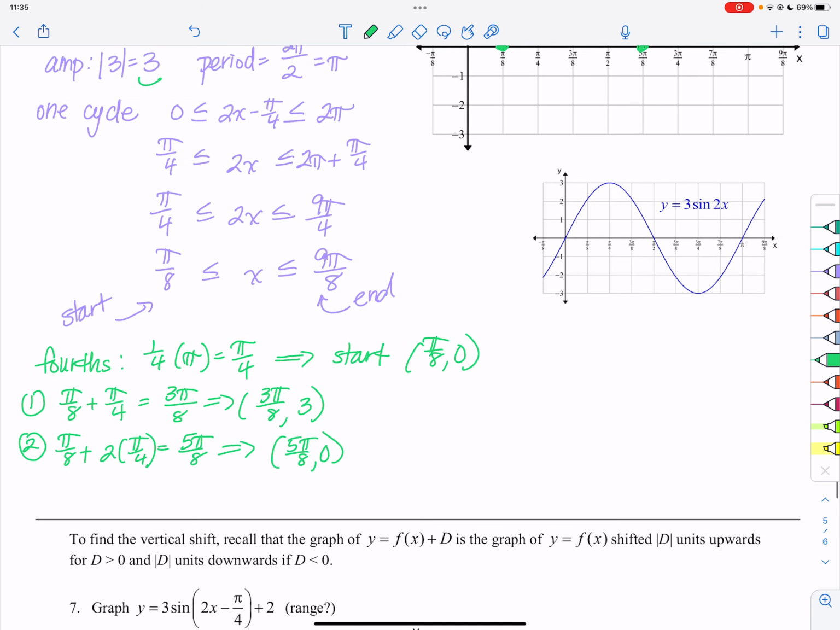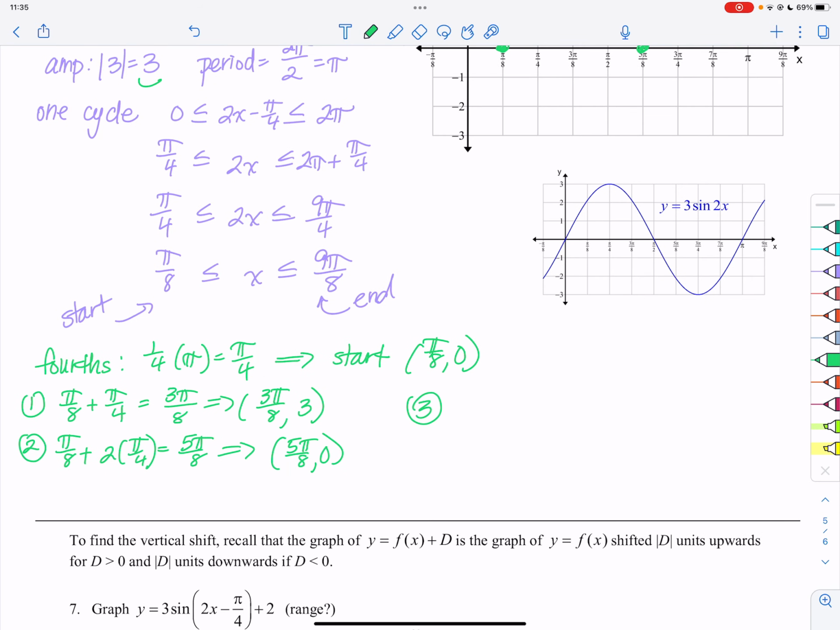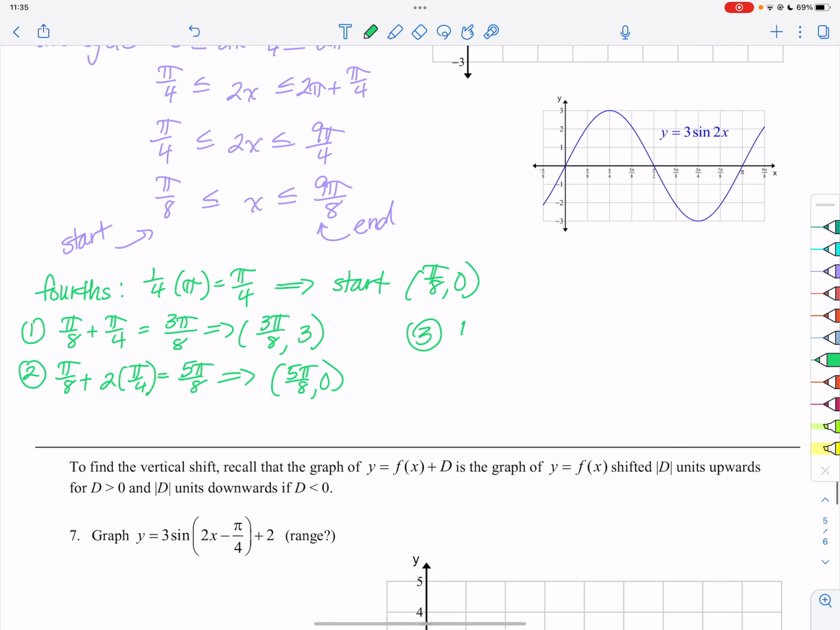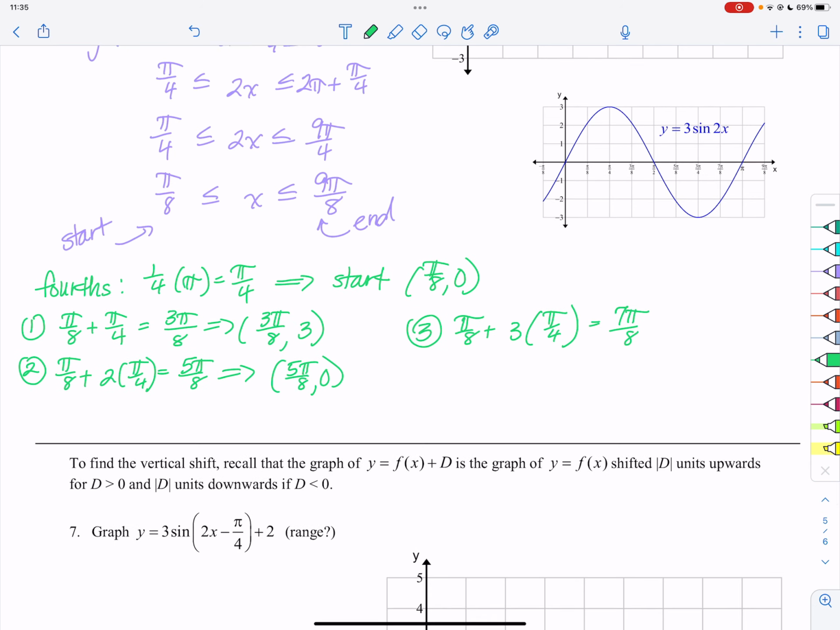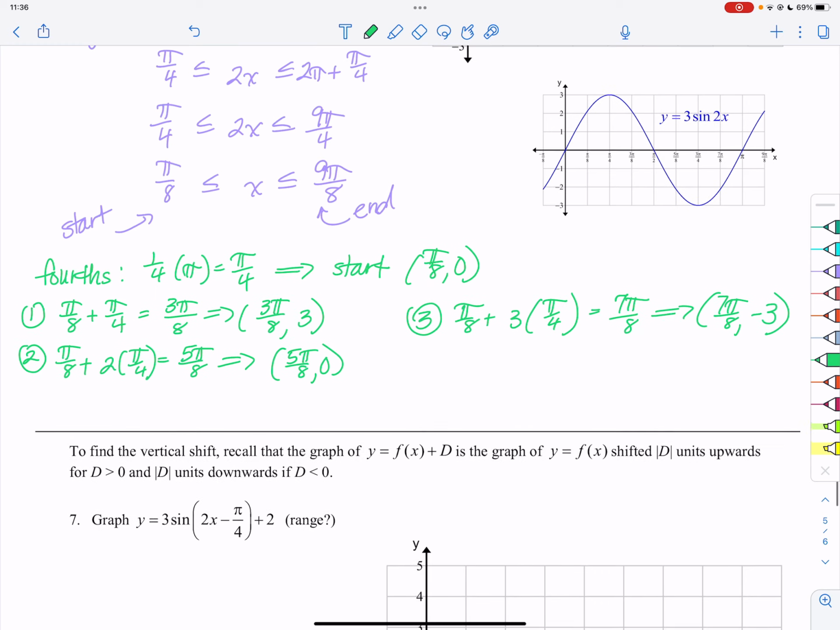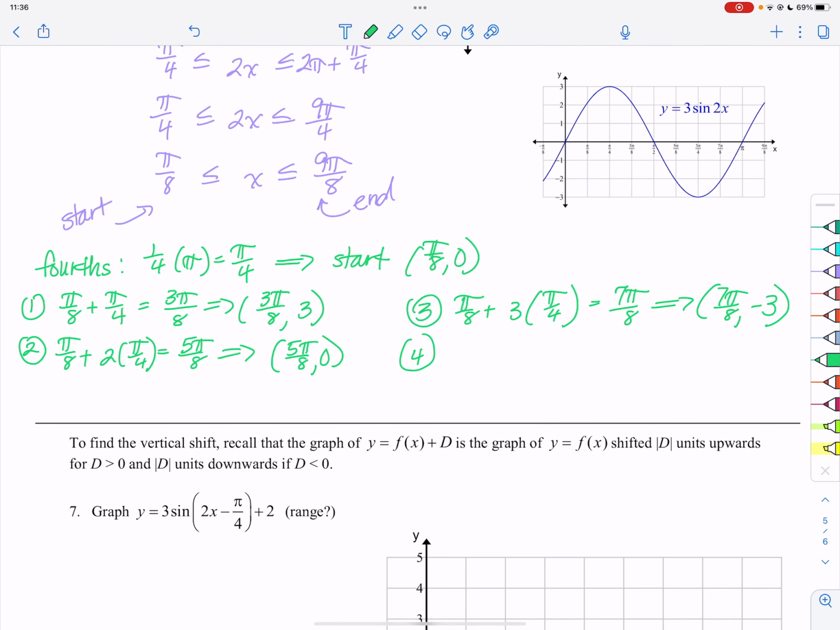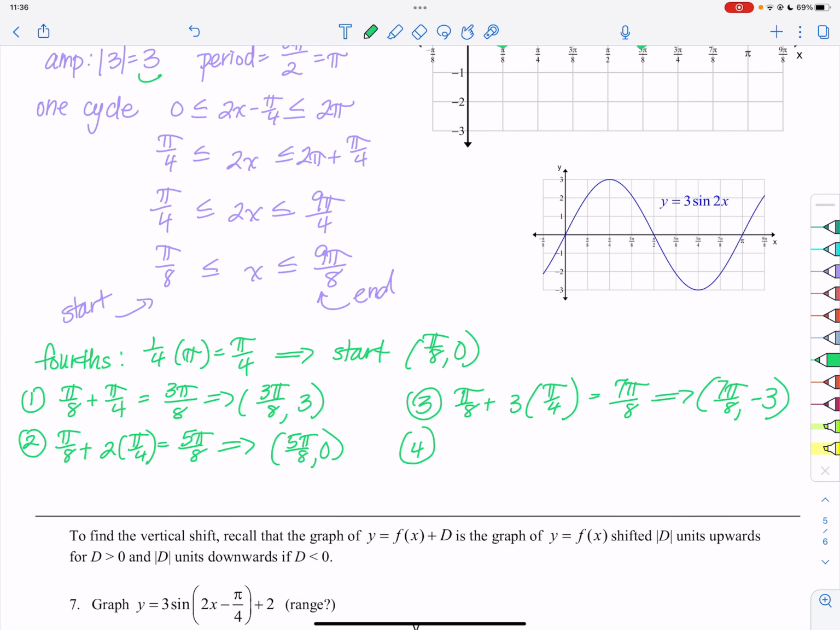Okay, let's go to our third, and now remember, we're going to be at pi over 8, and now we're going to add 3 pi over 4s, and that gives us 7 pi over 8. So that gives us a point, 7 pi over 8, negative 3.